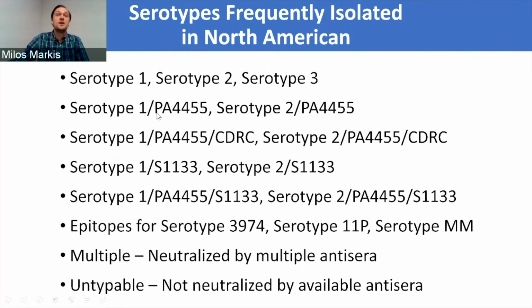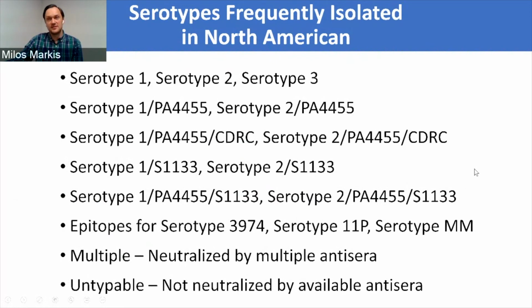PA4455 isolate. So this is how we refer to the virus picking up an additional epitope. So it's still belonging to serotype 1, 2, and 3, but different than those viruses, it was picking up this secondary PA4455. We have identified isolates that were reacting with CVRC antisera, and then occasionally we isolate viruses that react in the virus neutralization assay with S1133.